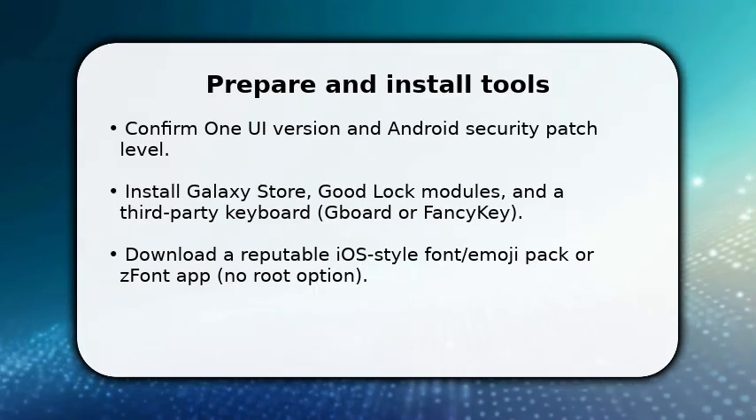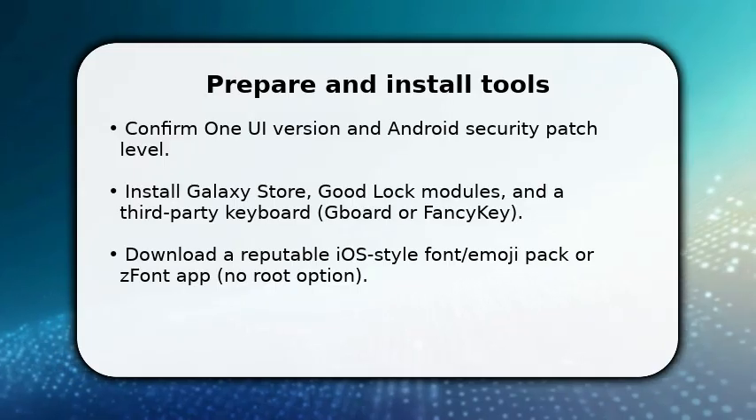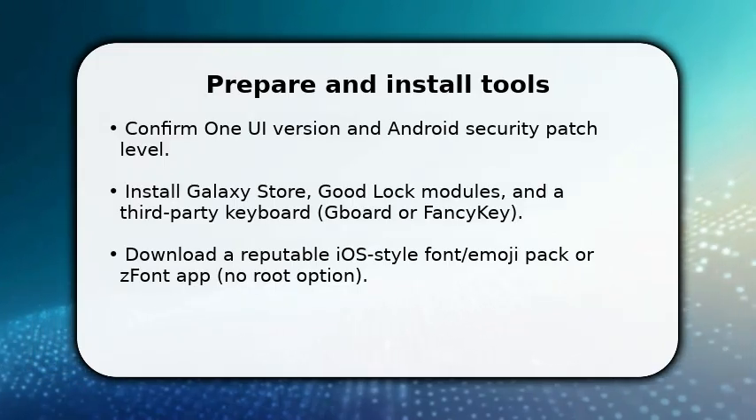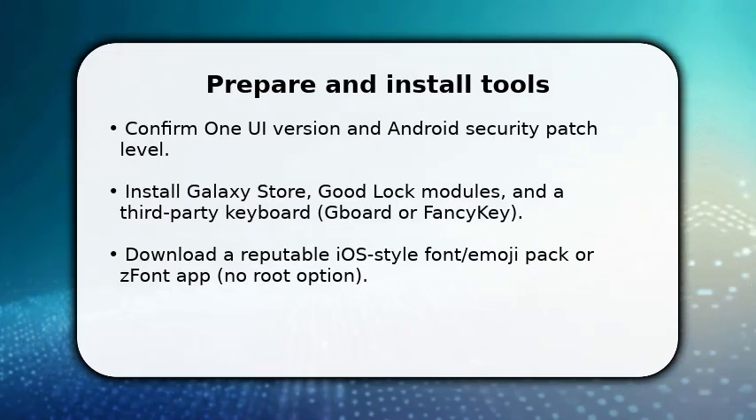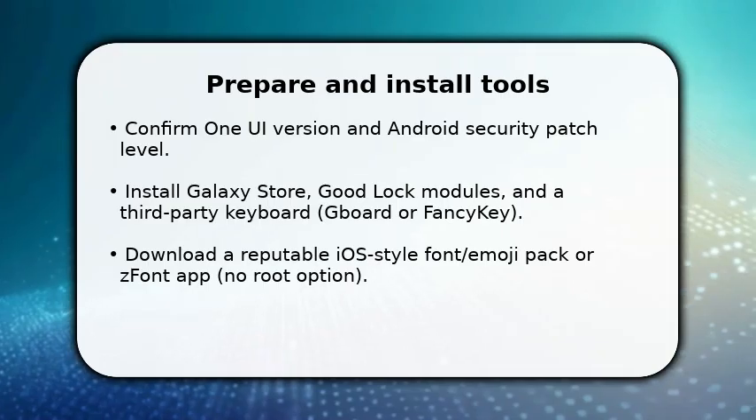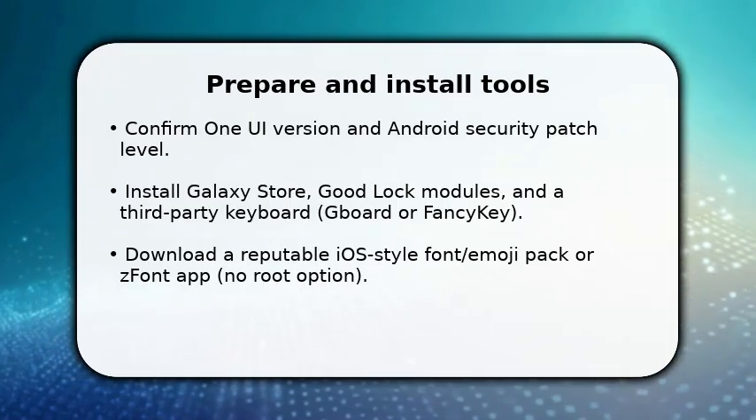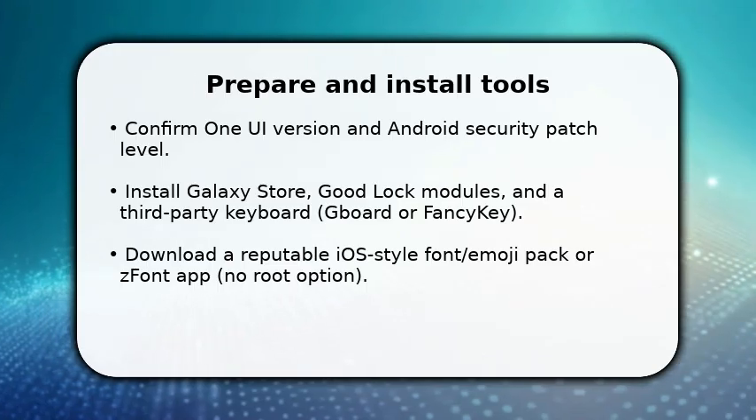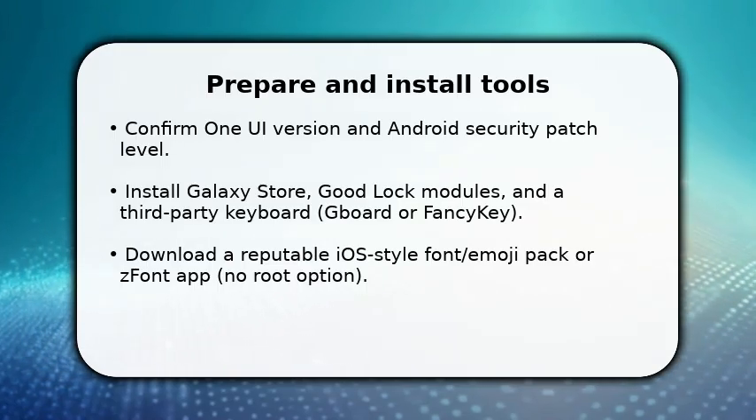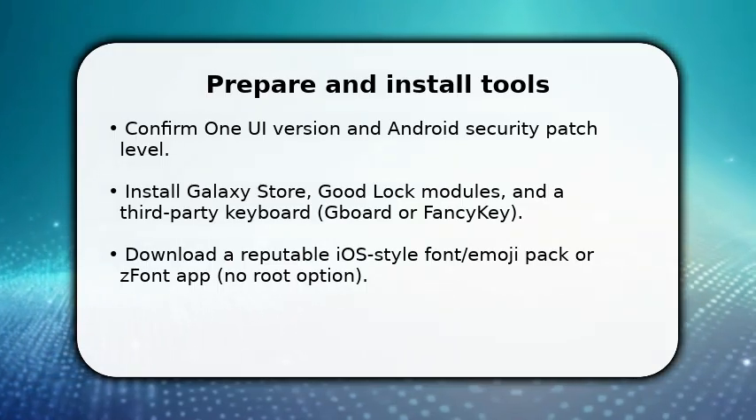You start by verifying your Galaxy model and One UI version, so you choose compatible packages. Next, install Galaxy Store and GoodLock if available, plus a keyboard like Gboard or Fancy Key. You'll use the keyboard for emoji replacement without rooting. Then download a trusted iOS-style font or an app such as Z Font with a no-root installation path.